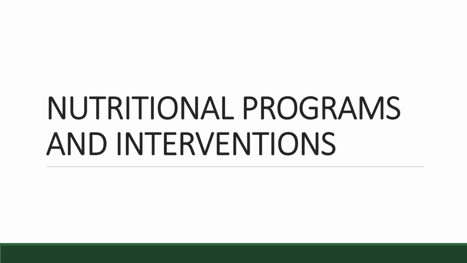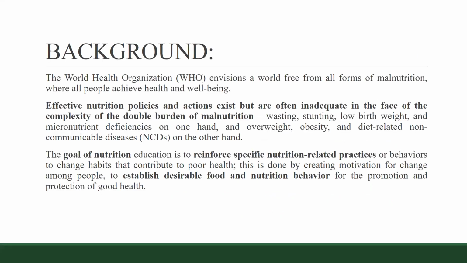National programs and interventions. Background. The World Health Organization envisions a world free from all forms of malnutrition, where all people achieve health and well-being. Effective nutrition policies and actions exist, but are often inadequate in the face of complexity of the double burden of malnutrition, wasting, stunting, low birth weight, and micronutrient deficiencies on one hand, and overweight, obesity, and diet related non-communicable diseases on the other hand.